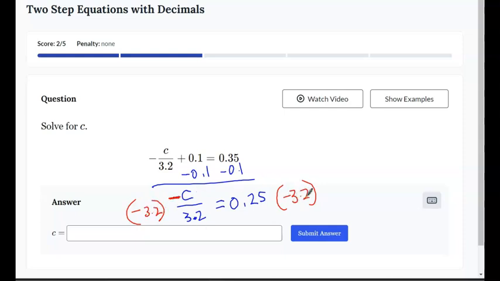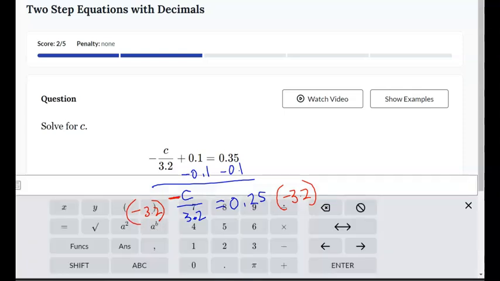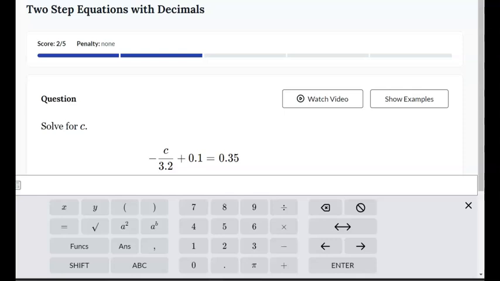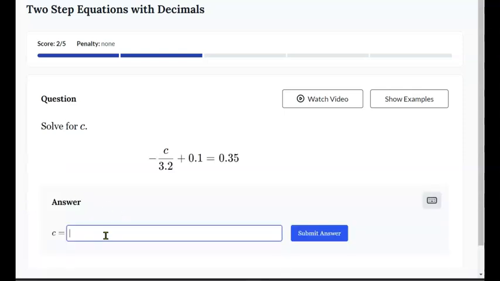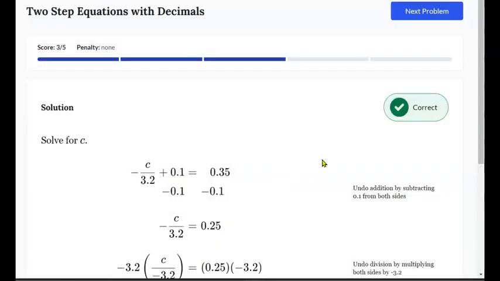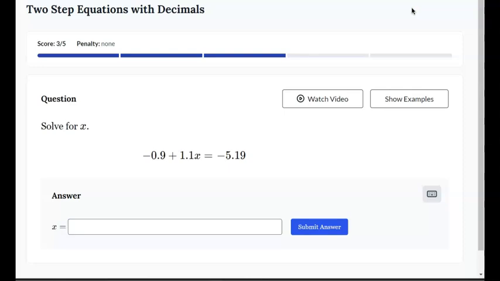So we're going to multiply both sides by negative 3.2. I'm going to open that calculator. I'm going to multiply 0.25 times negative 3.2. So 0.25 times negative 3.2. My answer is negative 0.8. I'm going to X out of this calculator and type my answer in the answer field. Again, in the upper right is how you get to the next problem.